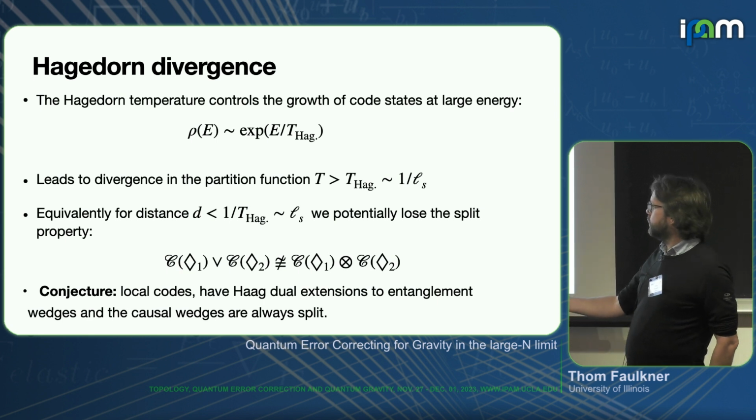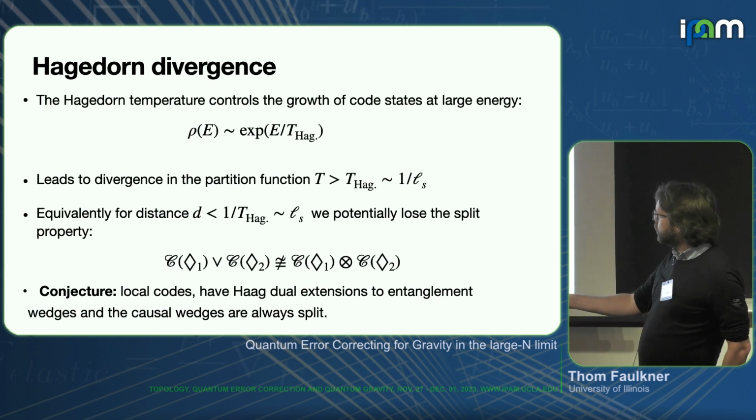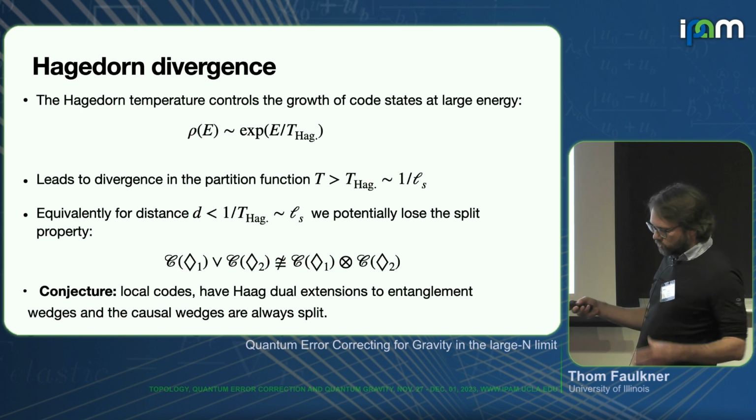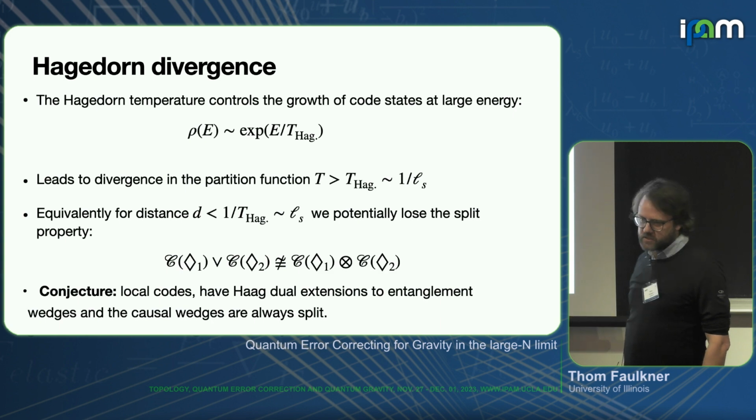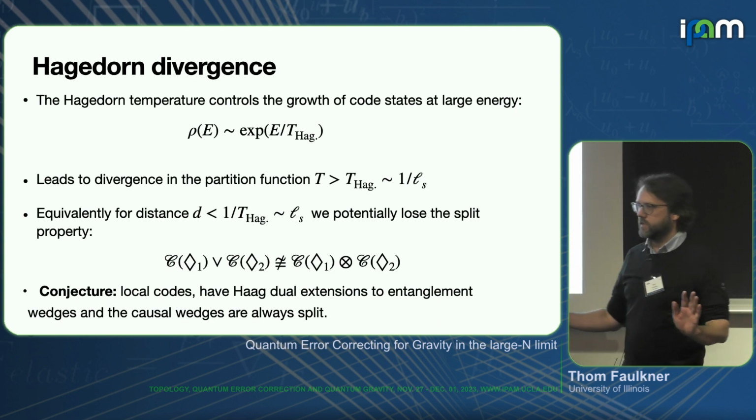So in particular, I'll end on this conjecture. Local codes with some local gravitational description are conjectured to have Hugg dual extensions for entanglement wedges, and the causal wedges are always split. Okay, so let me finish there.